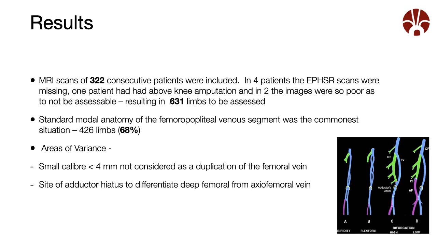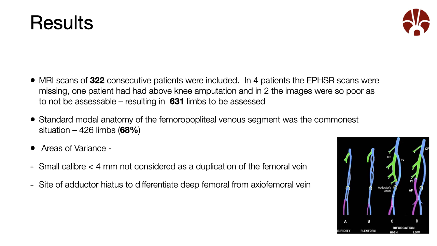We reviewed 322 consecutive patients. In 4 patients, the extended phase scans were missing. 1 patient had had an above-knee amputation, and in 2 patients the images were so poor as to not be assessable, leaving 631 limbs to be assessed. We found modal anatomy in 68% of the limbs.